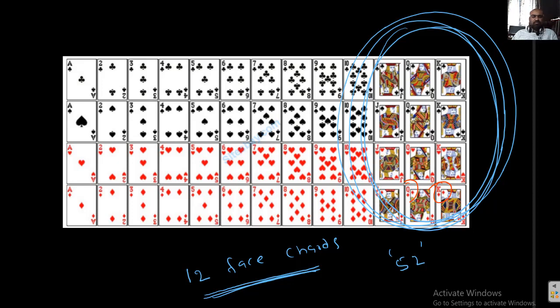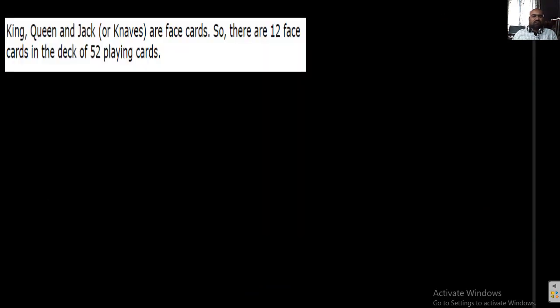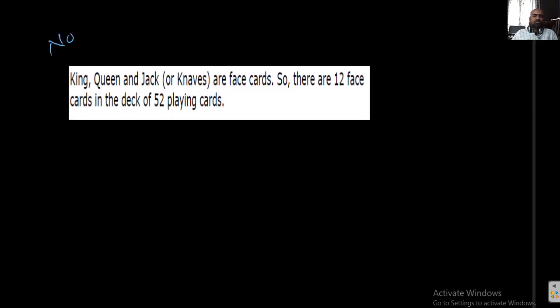And these are ace cards. There are 4 ace cards: diamond ace, heart ace, club ace and spade ace. These are called ace cards. Ace cards are not treated as face cards. Queen, king and jack are face cards. So there are 12 face cards in a deck of 52 playing cards. This is an important note.